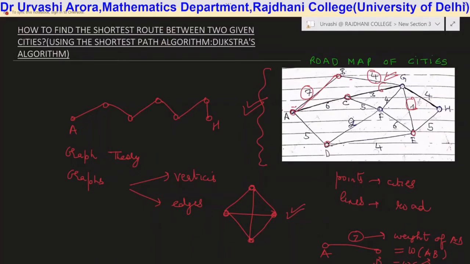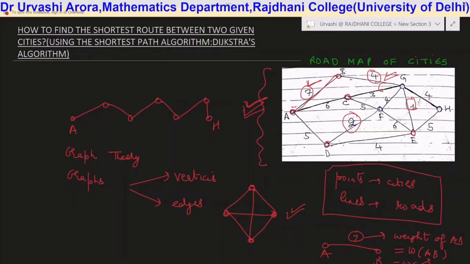Then this number 2 represents the weight of the edge df, and so on. So this particular roadmap can be regarded as a graph where the points are the cities, the lines joining those points are the roads which join the corresponding cities, and the distance between any two cities is the weight of the corresponding edge joining those cities.